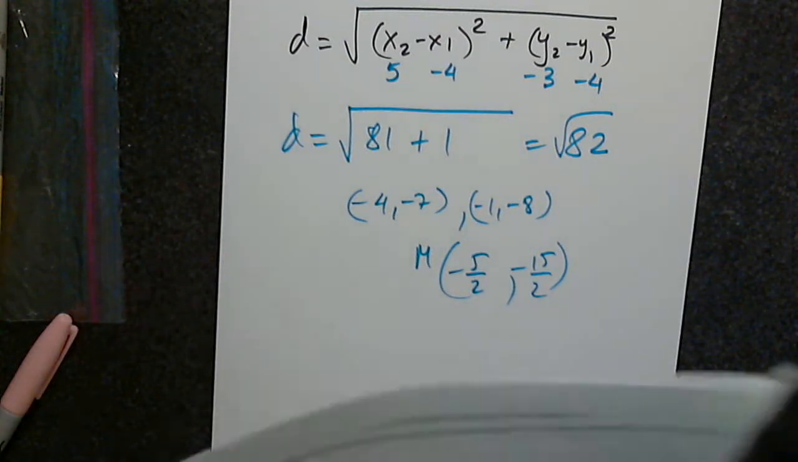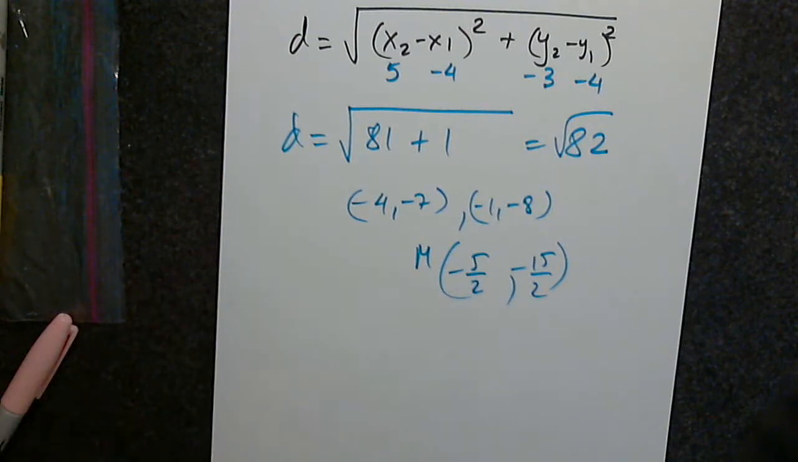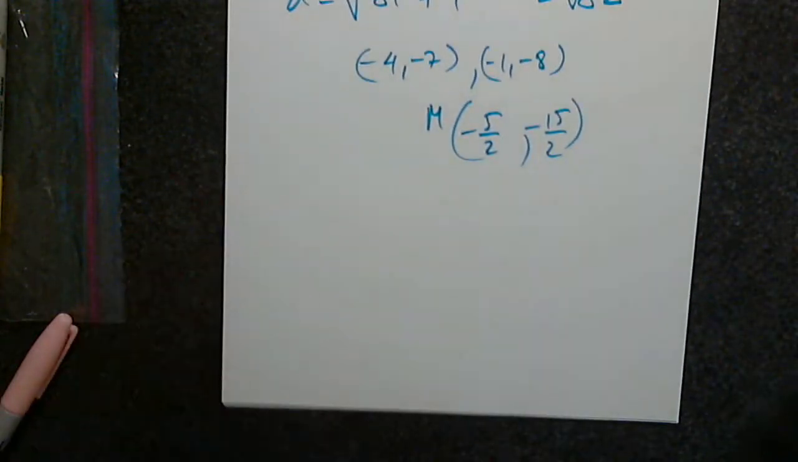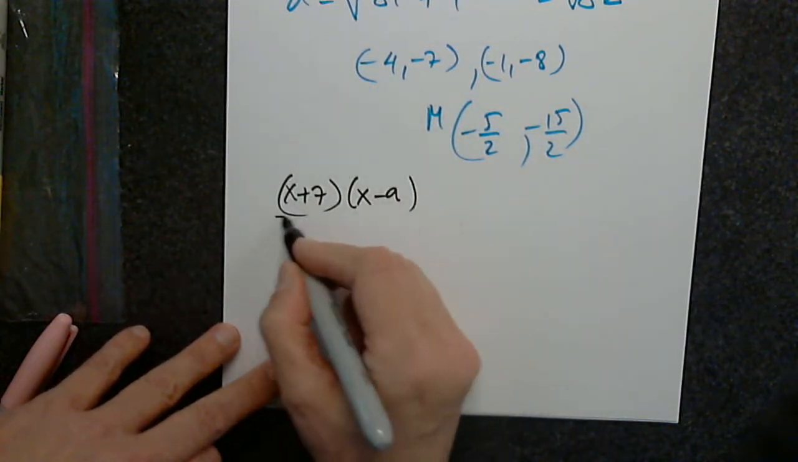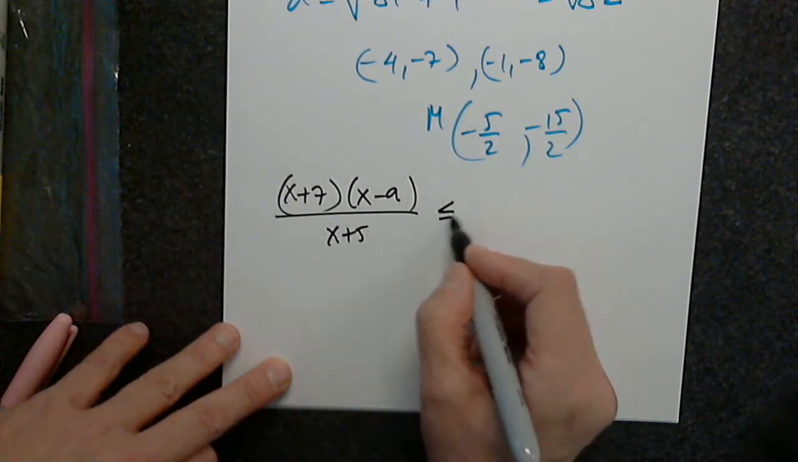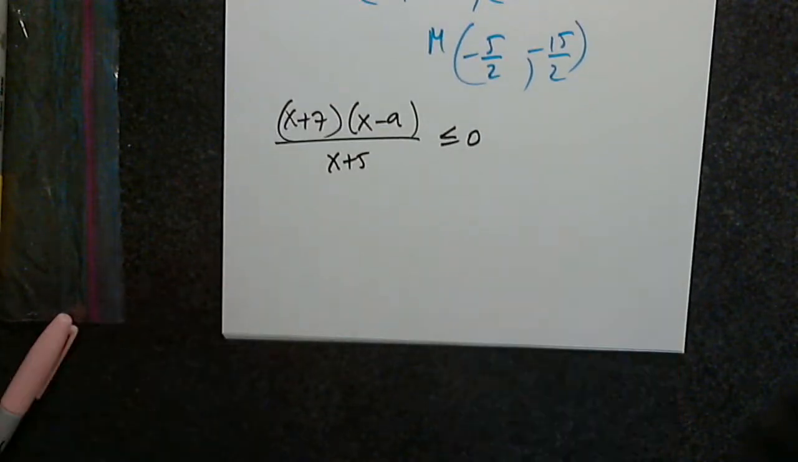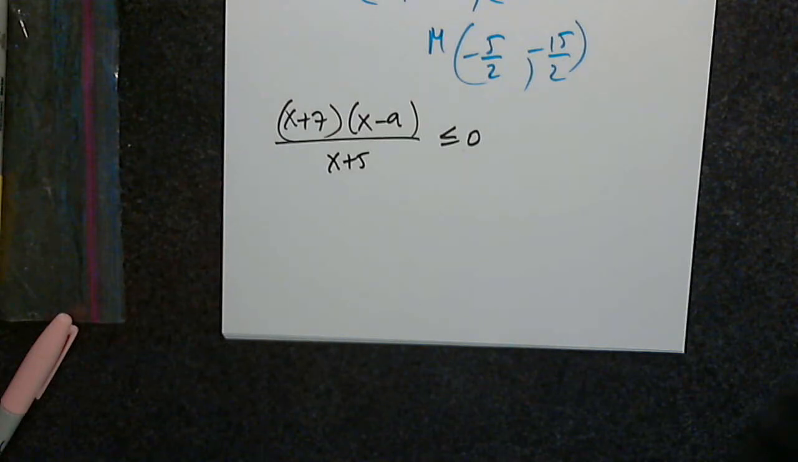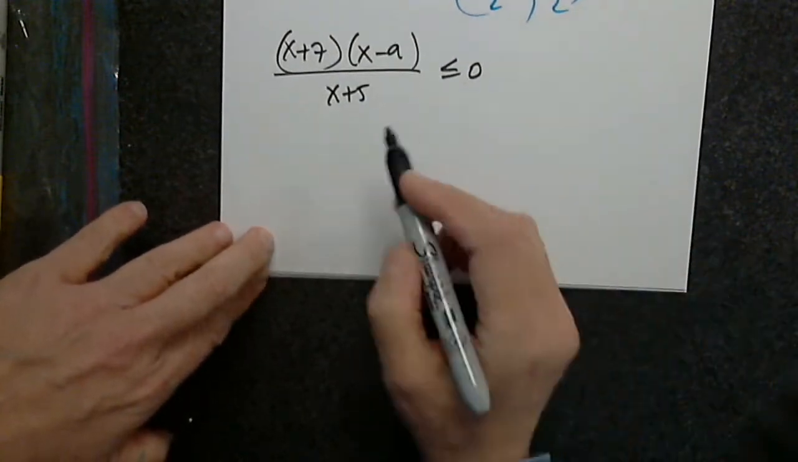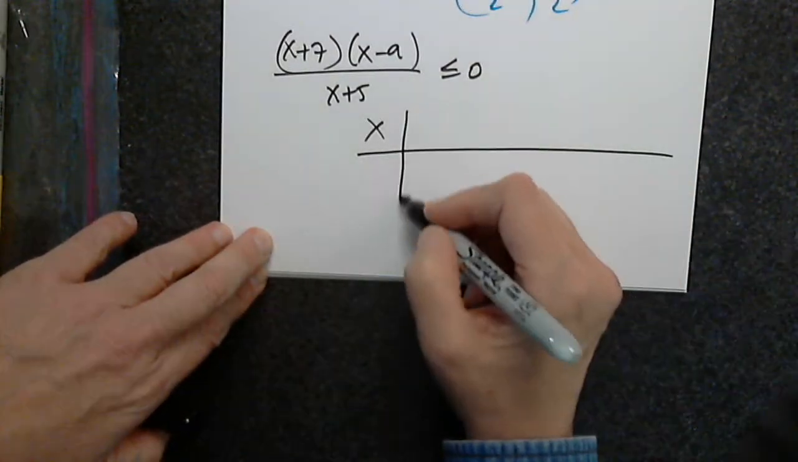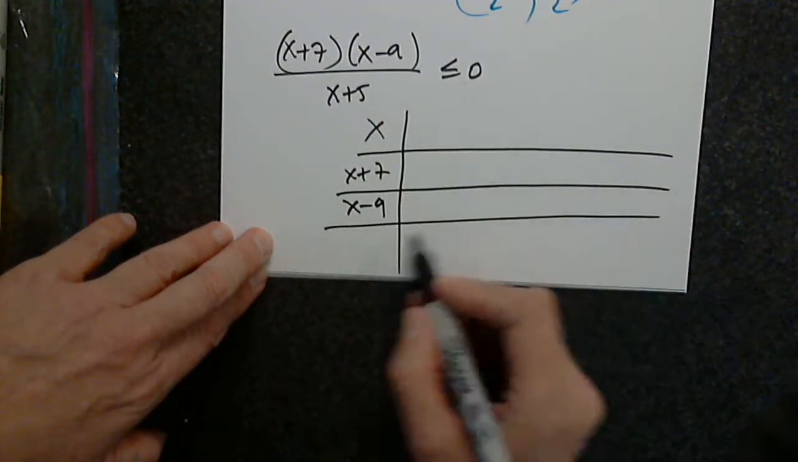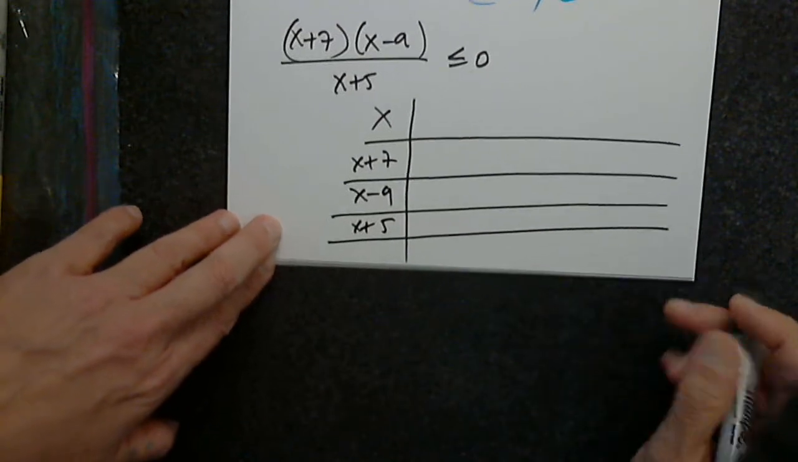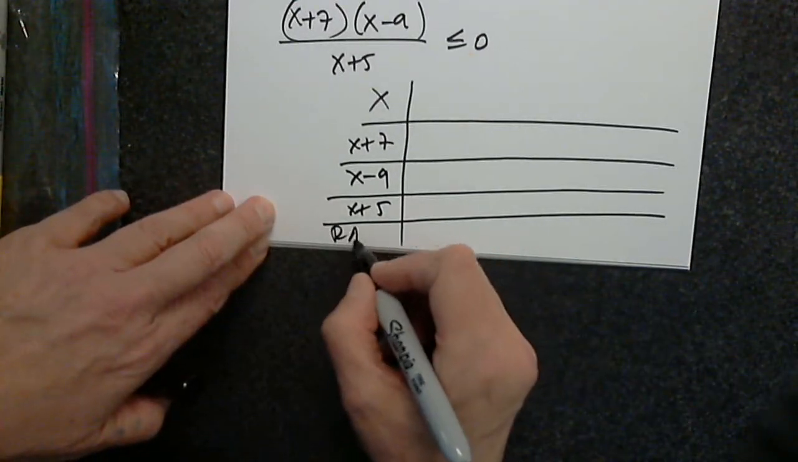The puzzle that we just looked at. So we have (x plus 7)(x minus 9) over (x plus 5), less than or equal to 0. What number is this? The last one. No worries. So x plus 7, x minus 9, x plus 5. And of course, you know me, I ran out of room, so I'm going to say ratio.